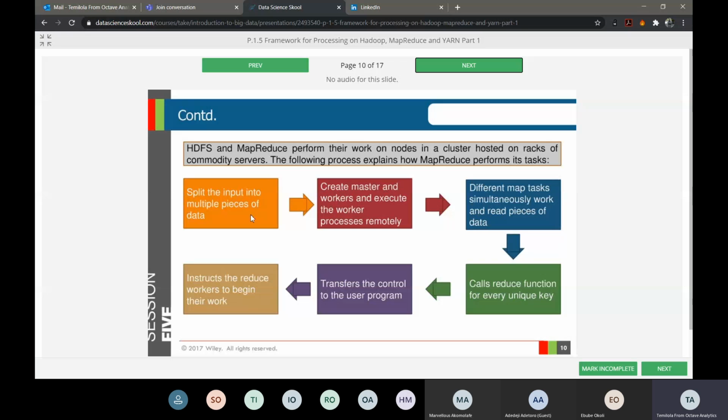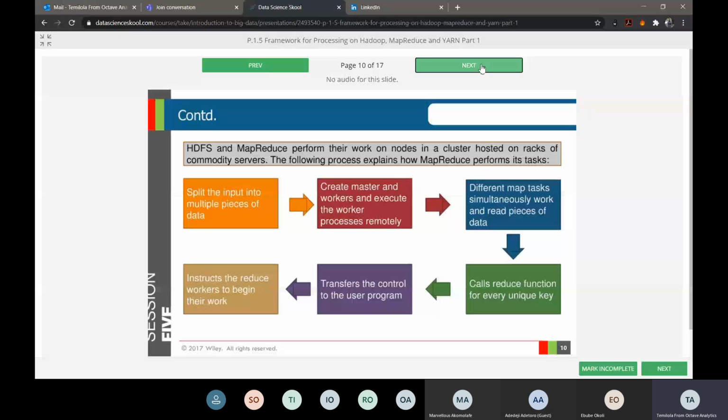It splits the input into multiple pieces of data. It creates master and workers. So it's meaning your master node and your slave nodes. Execute the worker processes remotely. Then different map tasks simultaneously work and read pieces of data. Then pass it as an input into the reduce function to work on every unique key. Then from the reduce function, it transfers the control of the user program. Then instruct the reduce workers to begin their work to produce the final result.